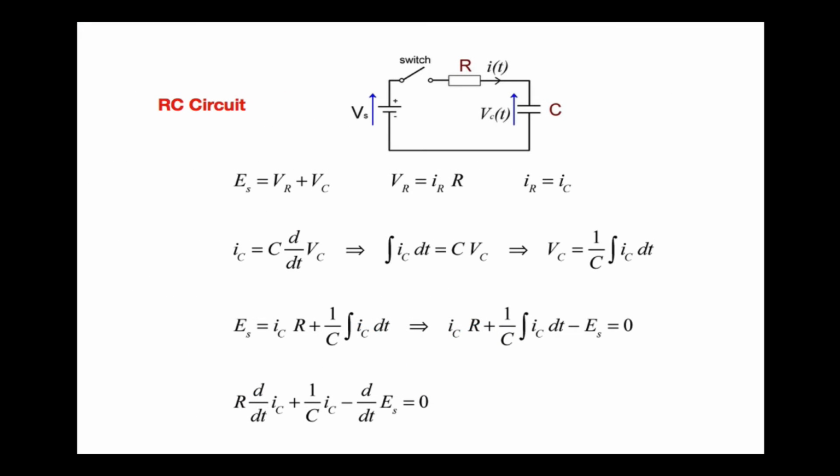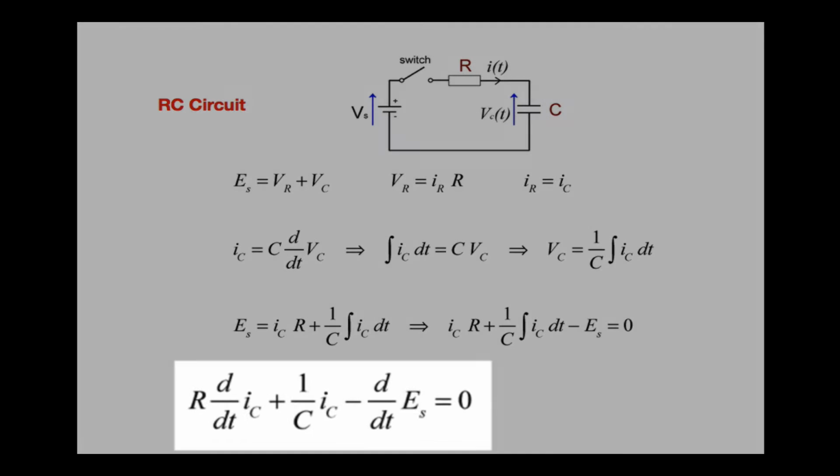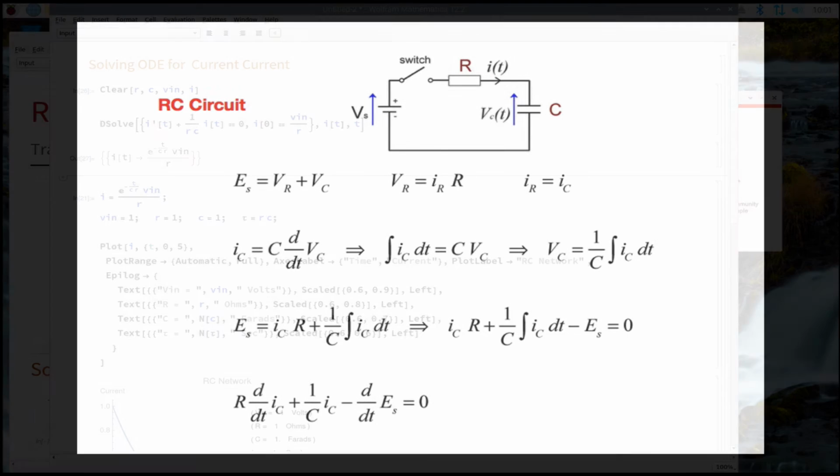We can write a differential equation to describe the voltage and currents in an RC network and then use Mathematica to solve the equation. In the first example, we'll apply a fixed voltage, write Kirchhoff's voltage law around the circuit, solve for the current, and plot the result.